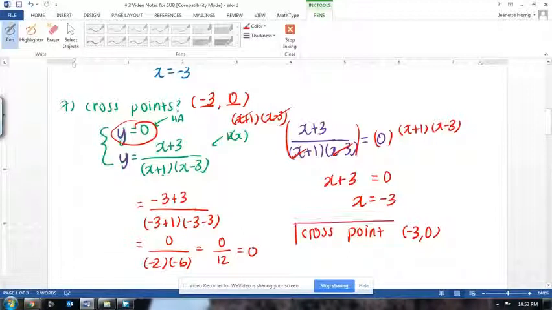So that was our first stab at figuring out all the information for this rational function. Eventually, you're going to put it all together on a graph and kind of connect things to see what it will look like.